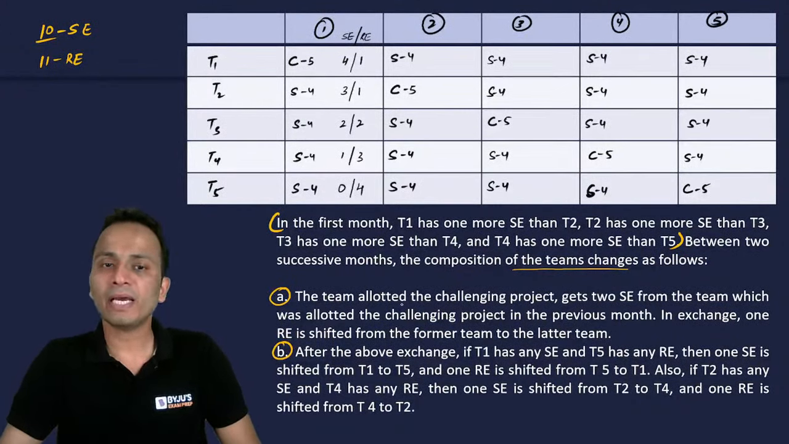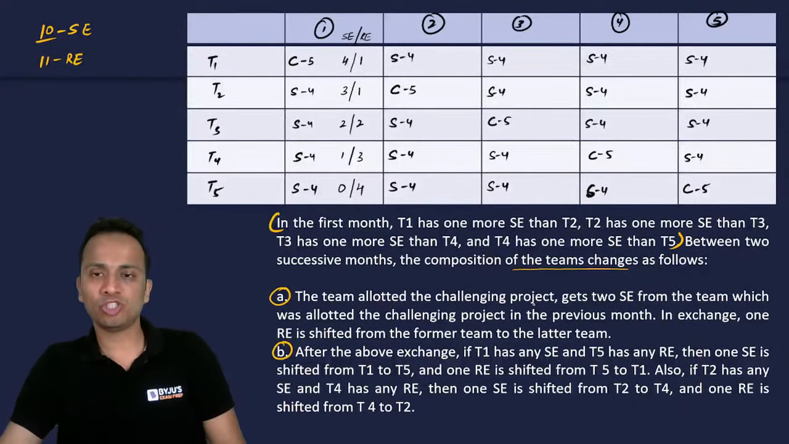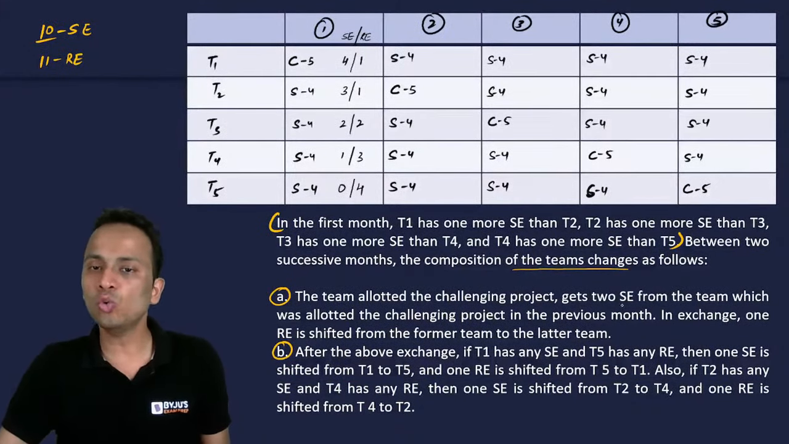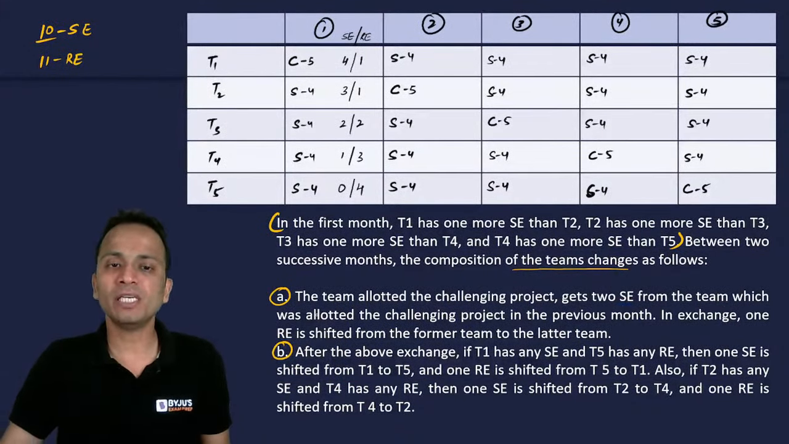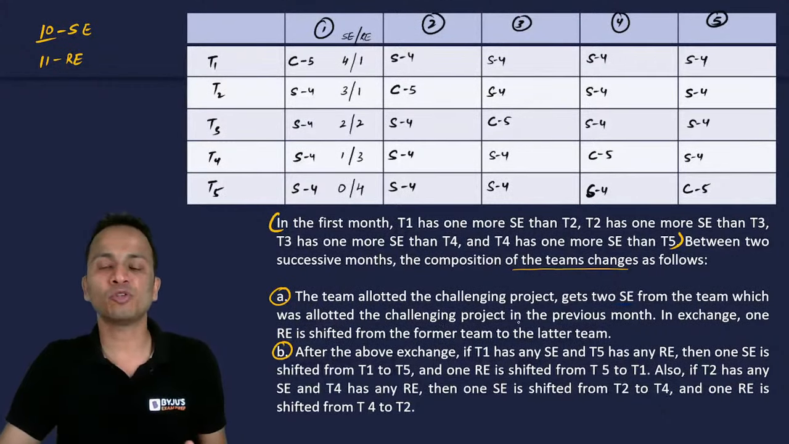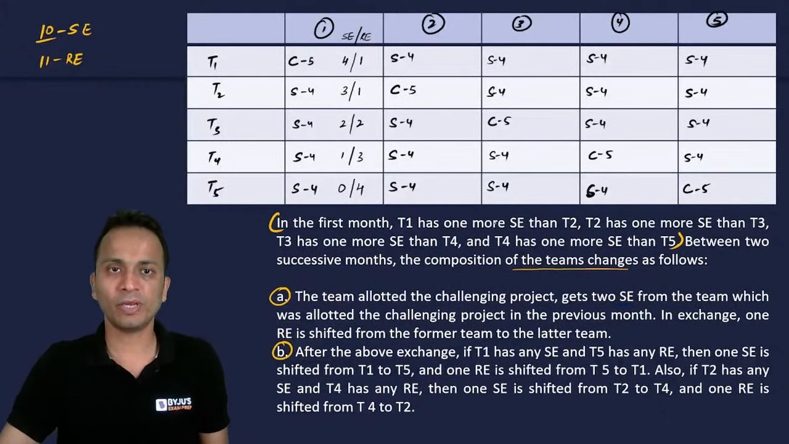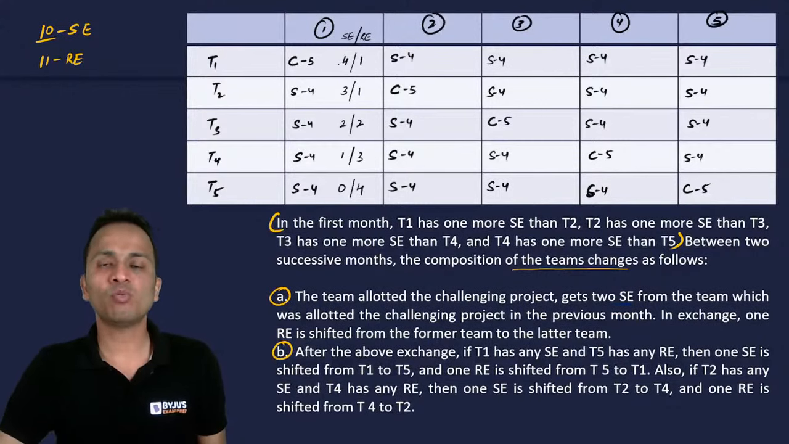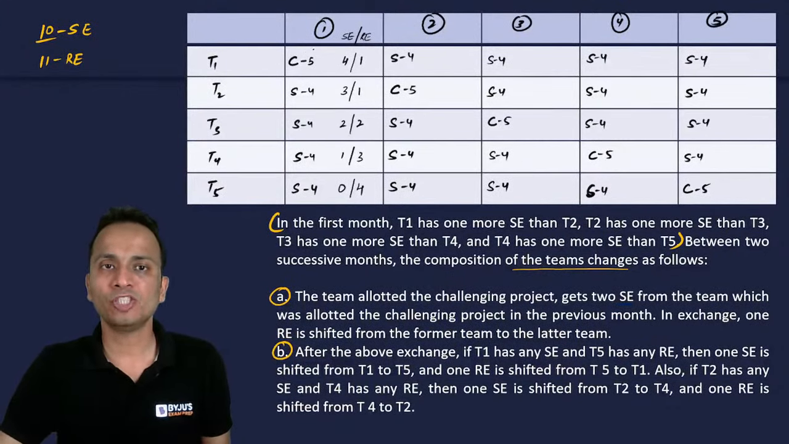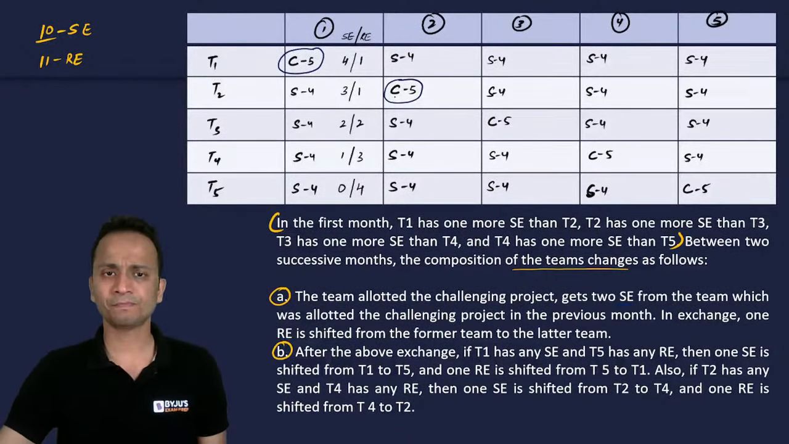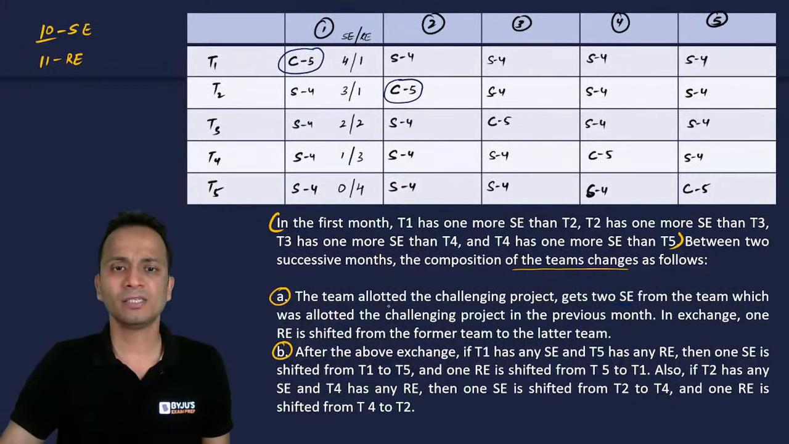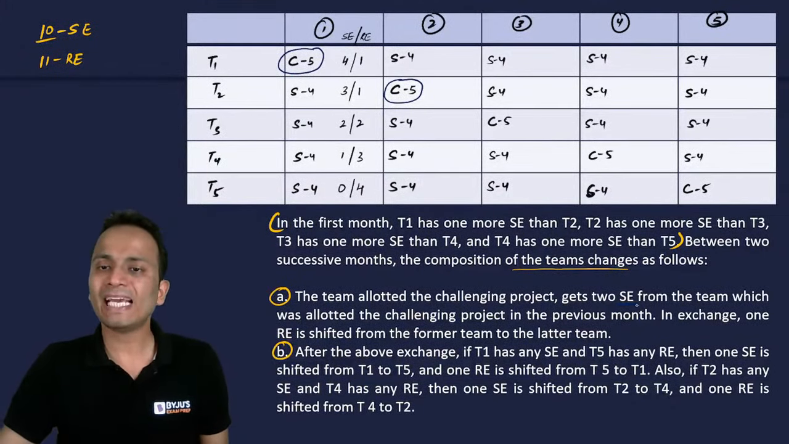Now the team allotted the challenging project gets 2 SE from the team which was allotted the challenging project in the previous month. Okay, so month 1 and month 2, challenging project earlier was with T1 and now it is given to T2. So what will happen is 2 SE from the team will be transferred to the new team.